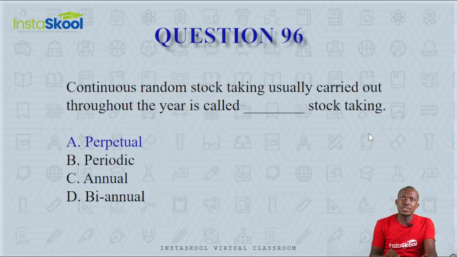Question number 96. Continuous random stock taking, usually carried out throughout the year, is called dash stock taking. Is it perpetual, periodic, annual, or biannual? Biannual means two times a year. Annual means every year. Periodic means at specific periodic intervals. But perpetual means random stock taking that takes place over the year. So the correct answer is option A, perpetual stock taking.